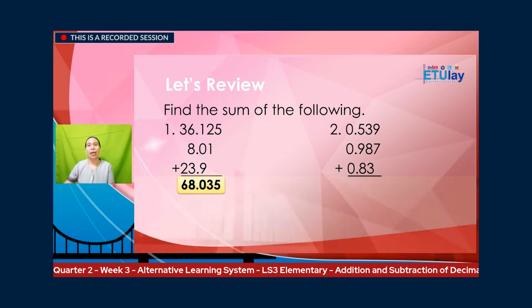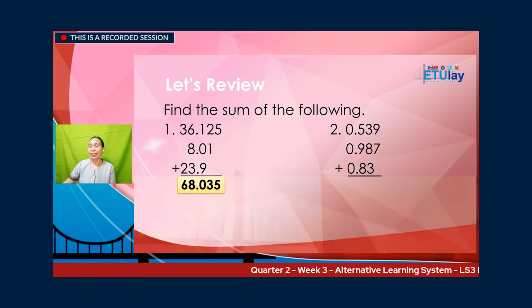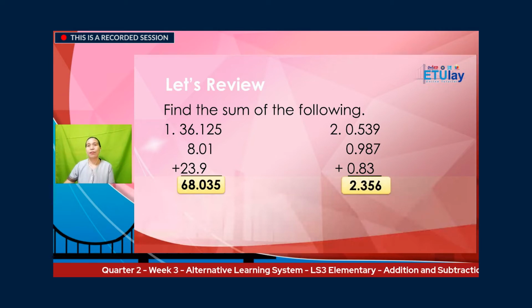Number 2, 0.539 plus 0.987 plus 0.83. 5, 4, 3, 2, 1. Very good. The answer is 2.356.